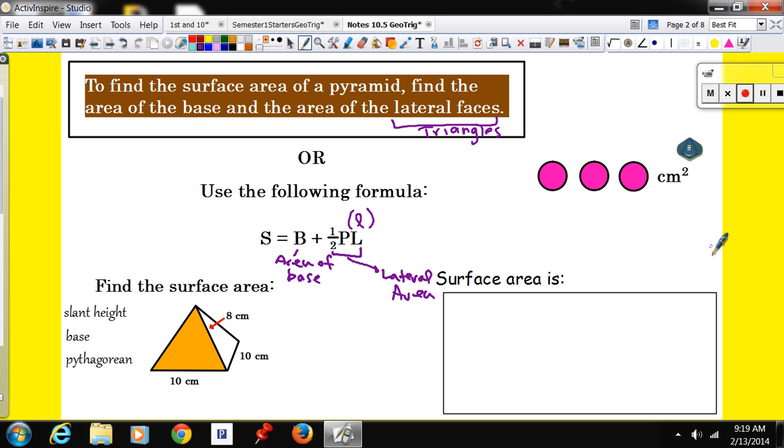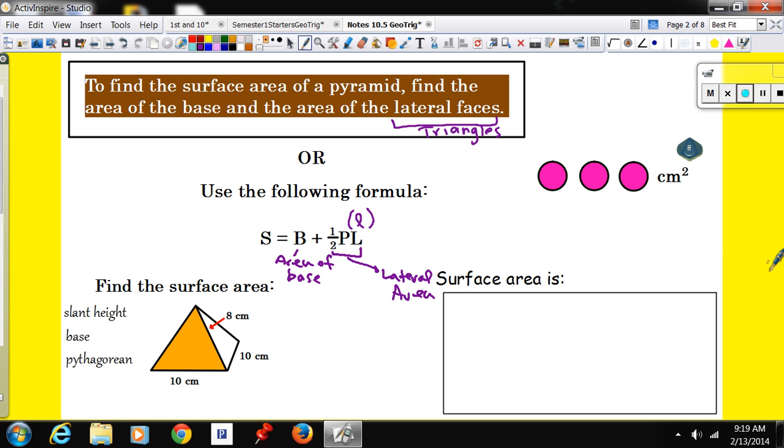So what if they just said to you, find the lateral area of this pyramid? What would you do then? You would just do 1/2 PL, because all you would need is this lateral area. You wouldn't have to add the B to it. If it said find the surface area, then you've got to add the B to it to get the whole surface area of the pyramid. So look at the directions carefully to see if it's asking for lateral area or surface area. You can shorten up your work if you're just looking for lateral area.